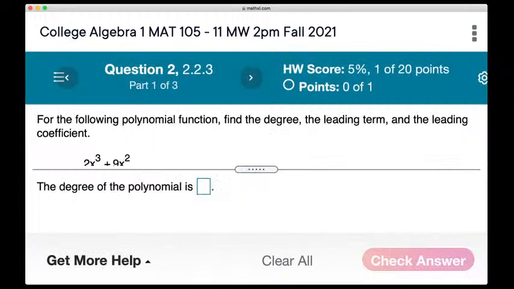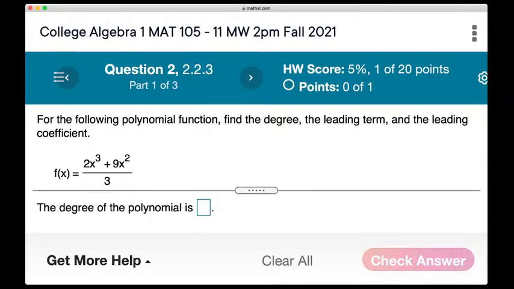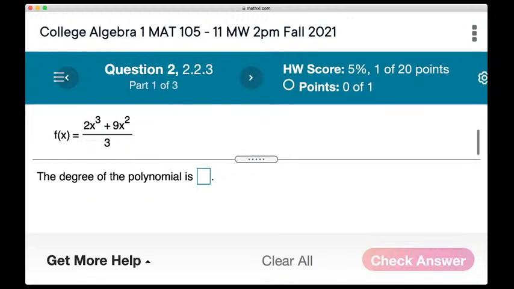For the following polynomial, find the degree, the leading term, and the leading coefficient. Because we're dividing by a monomial, by one term, we can distribute that 3. Basically it's 2 divided by 3 and 9 divided by 3. It's like distributing a 1/3. So the degree is going to be the highest exponent, which is 3.